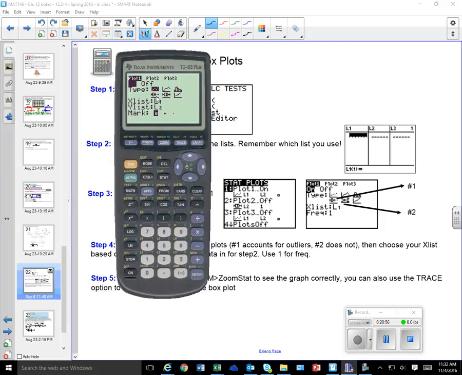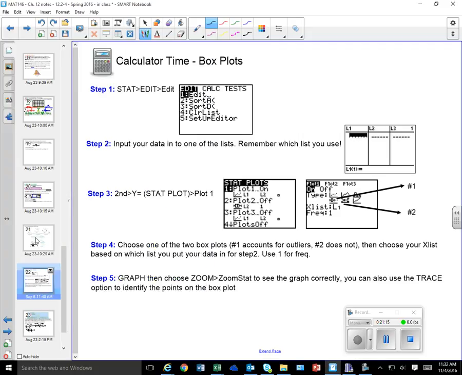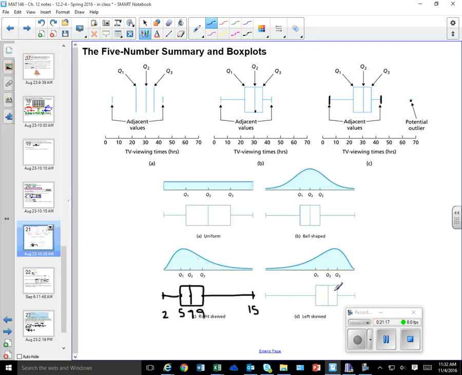Okay, if you just want to see the shape of the distribution, so if you want to be able to tell if it's skewed or symmetric or whatever, you could use this second one. This one does not account for outliers. So if you have a number that's really extreme and it's an outlier, it's still just going to show it as the minimum number or the maximum. So you would get something that looked more like these where it shows the skewness of your distribution.